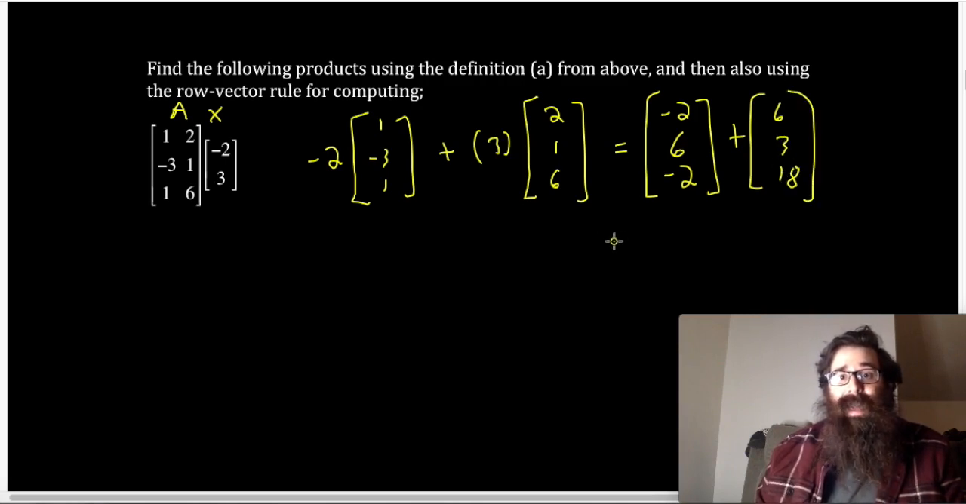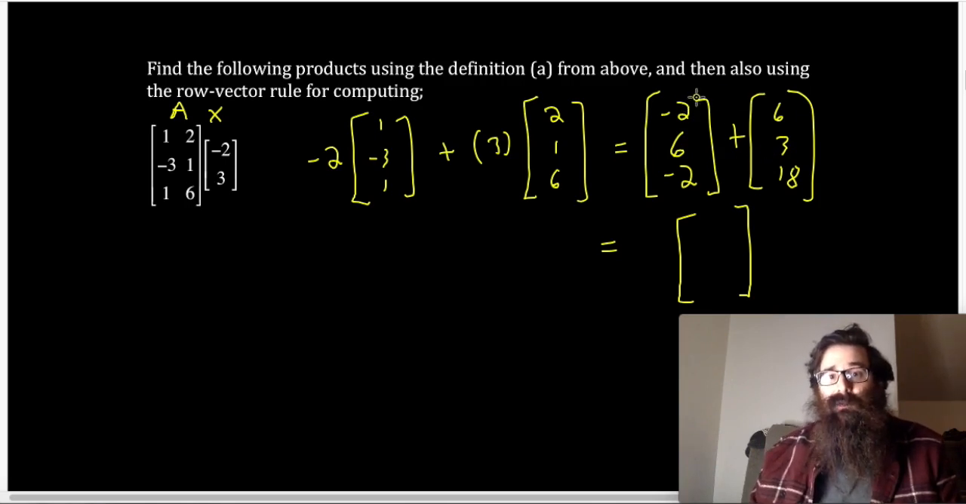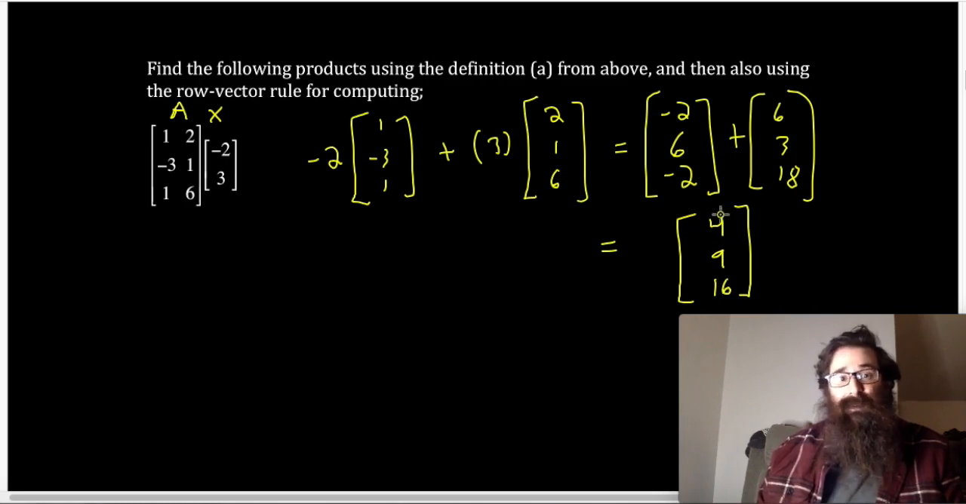And then I can go ahead and add corresponding entries. Remember, if I'm going to add two vectors together of the same size, I want to add corresponding entries. So -2 plus 6 gives me 4. 6 plus 3 gives me 9. And -2 plus 18 gives me 16. So there we have the result, the answer.